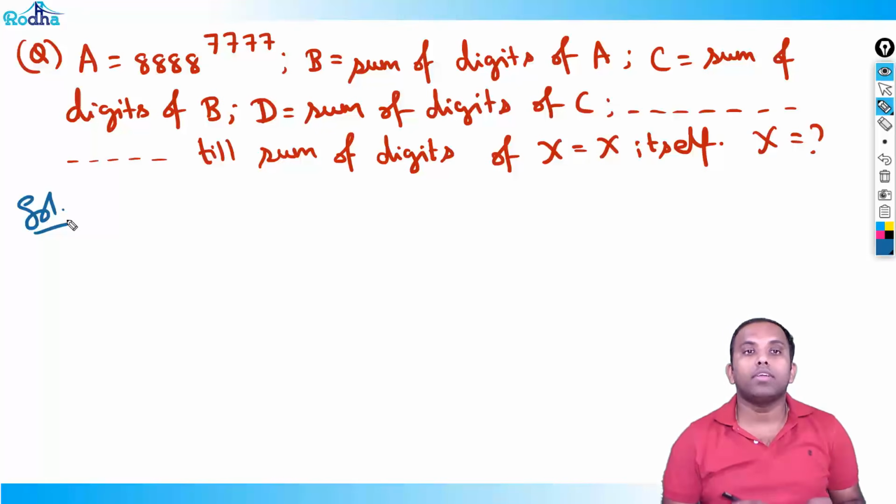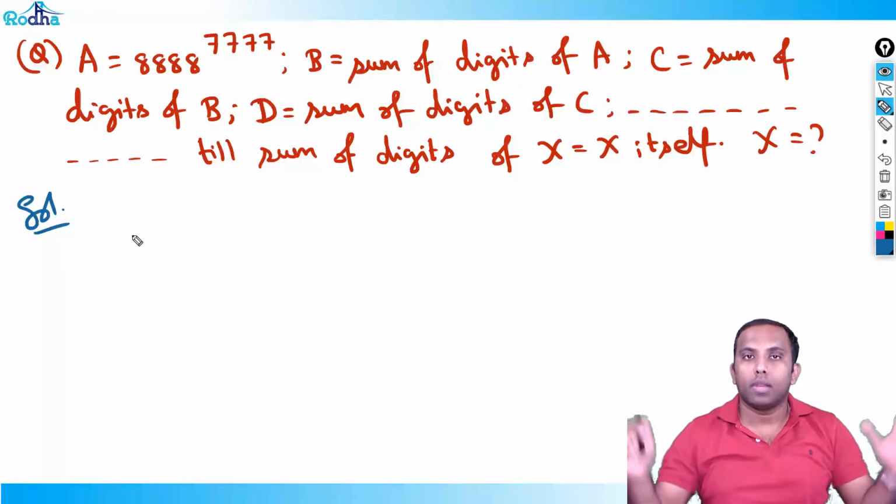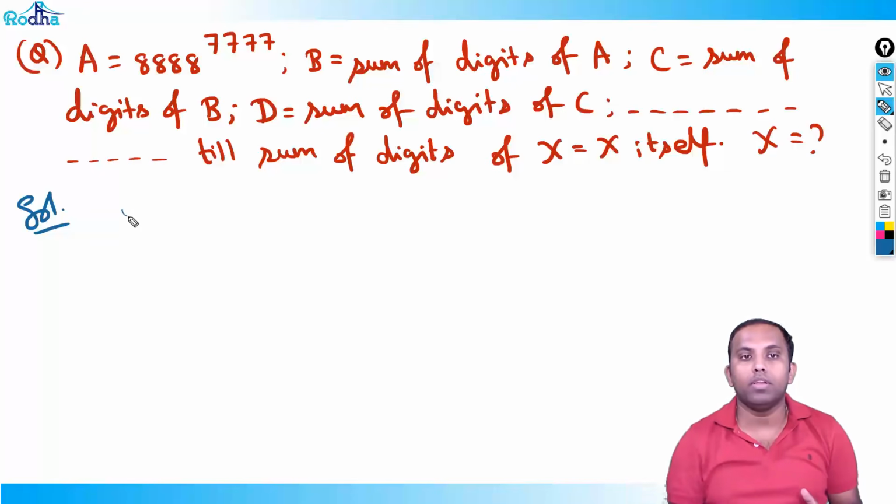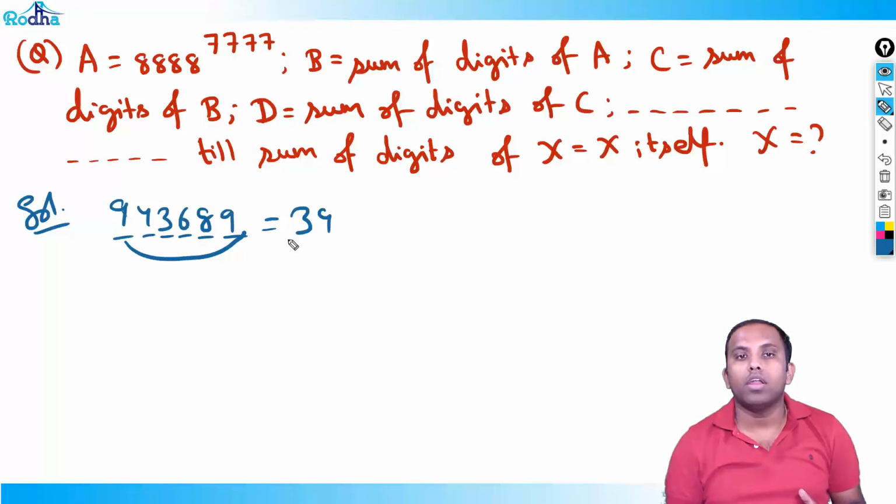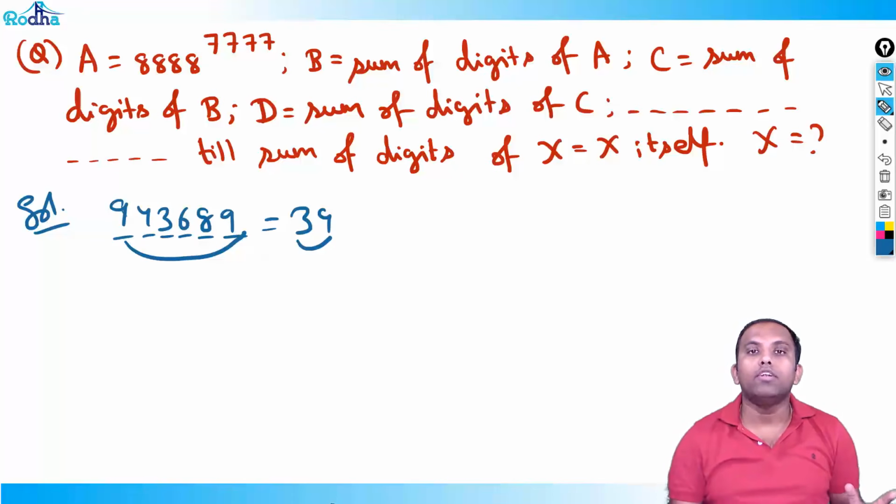So A is equal to 8888 raised to 7777. Now B is equal to the sum of digits of A. That means A is a big number, and the number gets a bit shortened, right? When you add the digits of a number, obviously it gets shortened. For example, 943689: 9 plus 4 is 13, 16, 22, 30, 39. It was a 6-digit number, now it's a 2-digit number.